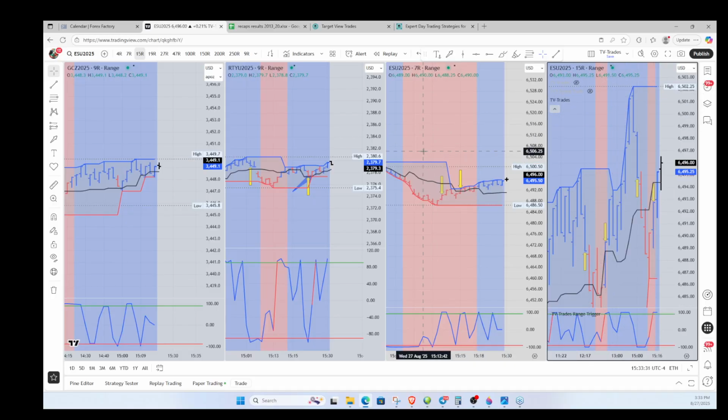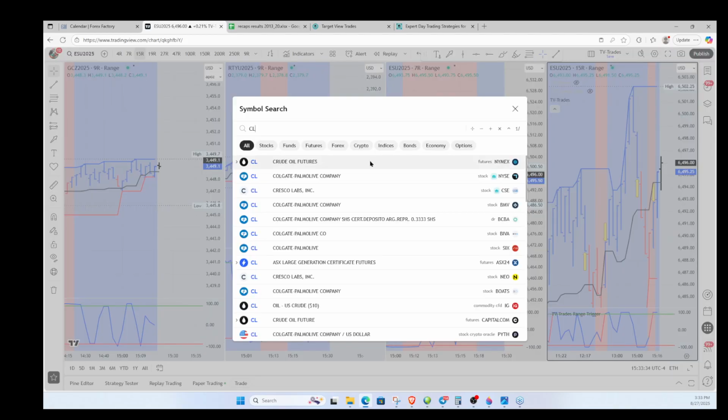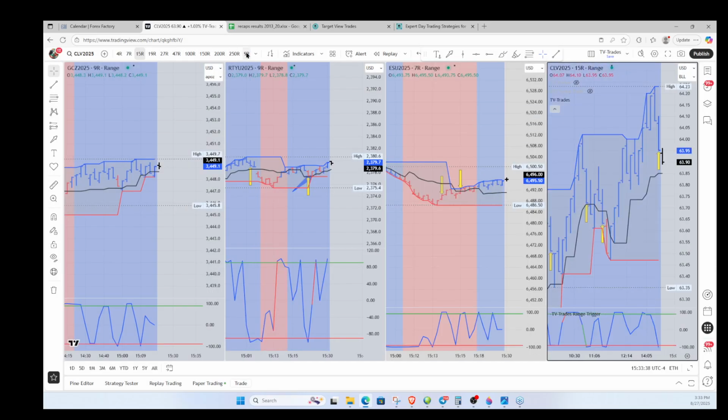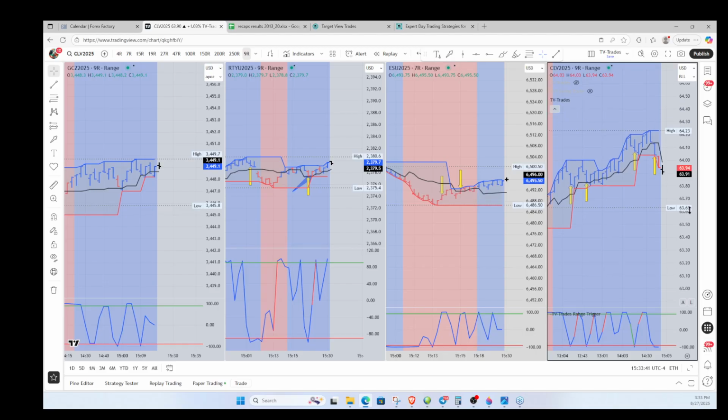And this was the crude oil. So let's go back to crude, CL. And that was a 9 range on crude, and it wasn't giving us a darn thing.